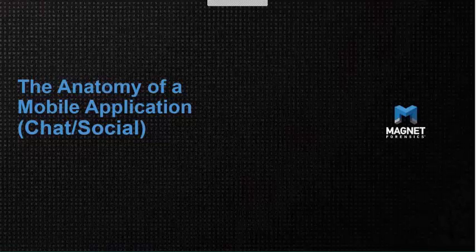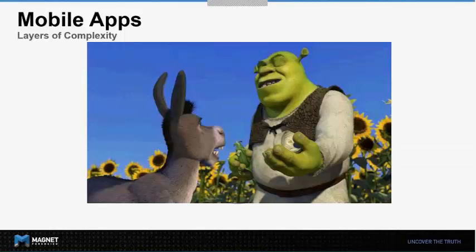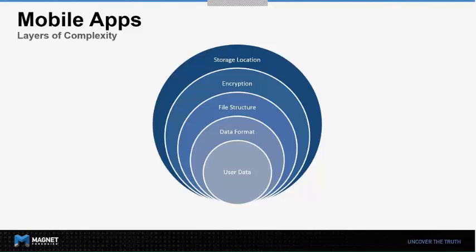So we'll dive into the anatomy of a mobile app, and the best way we like to describe this actually comes from a movie. If you've seen Shrek, you may remember this scene where he's trying to explain to Donkey that ogres are complicated and they have layers like an onion. And we like to look at mobile apps the same way. They have layers, and you've got to peel back each layer to get to the data. We call these layers of complexity. Each mobile app has these layers. Some may have encryption, some may not. But in order to get to the data, you need to go through these layers. Storage location is the first layer, then encryption, file structure, data format, and then you can actually get to the user data.